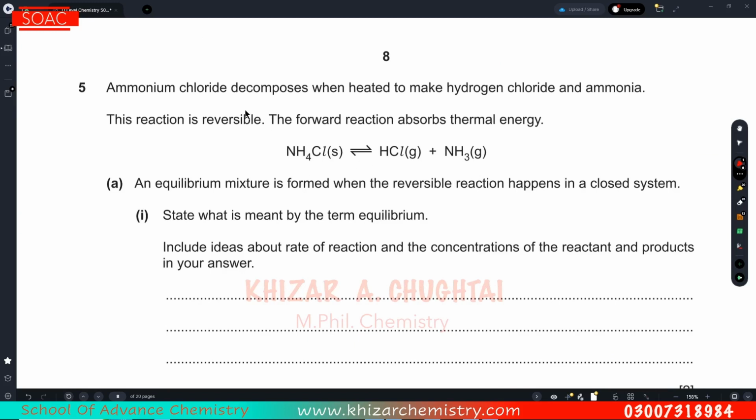Question number 5. Ammonium chloride decomposes when heated to make hydrogen chloride and ammonia. This reaction is reversible. The forward reaction absorbs thermal energy. So heat is being absorbed over here. That is an endothermic reaction.